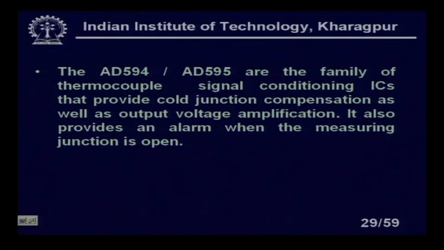AD594 and AD595 are a family of thermocouple signal conditioning ICs that provide cold junction compensation as well as output voltage amplification. It also provides an alarm when the measuring junction is open, for example cut, or suppose it is made by welding and the weld is broken. So, I need some annunciation, I need some alarm. That is possible with this particular chip.